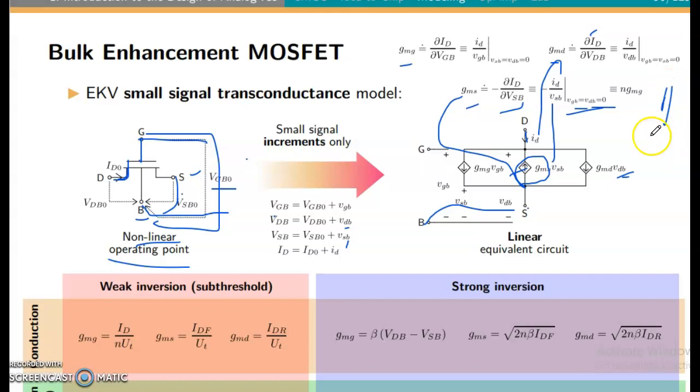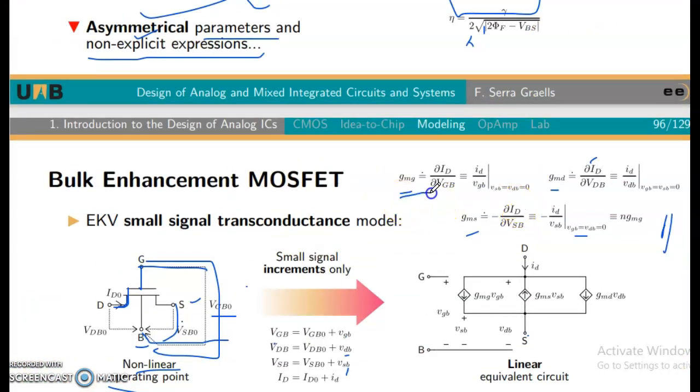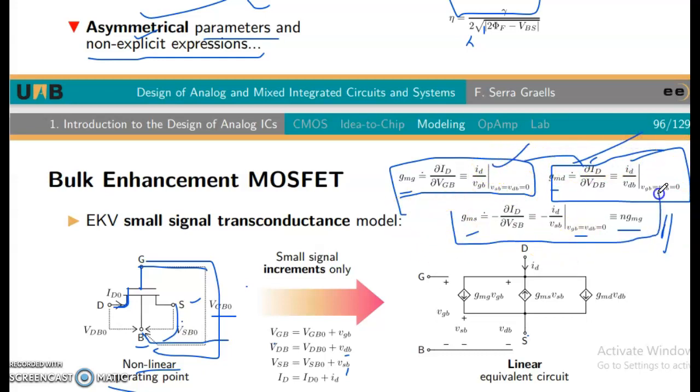n GMG equal to GMS. Okay, then finish. But here only like this, not like this. Here also the same condition, only different in the source: n GMG.